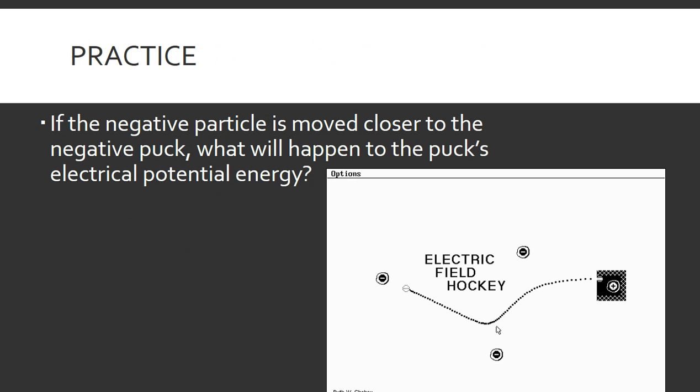Last but not least, this was a test question on the test. Mostly we did all right. This is the puck. It is negative. We're going to take this other particle and move it closer to the puck. When these charges are closer together, what is going to happen to their potential energy? It's going to increase. So the answer to this was increase.